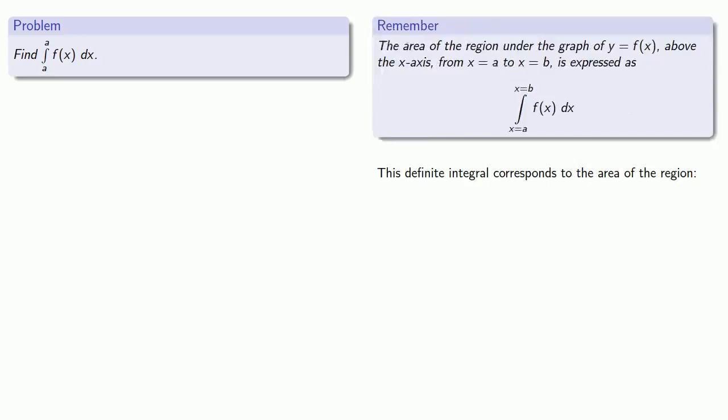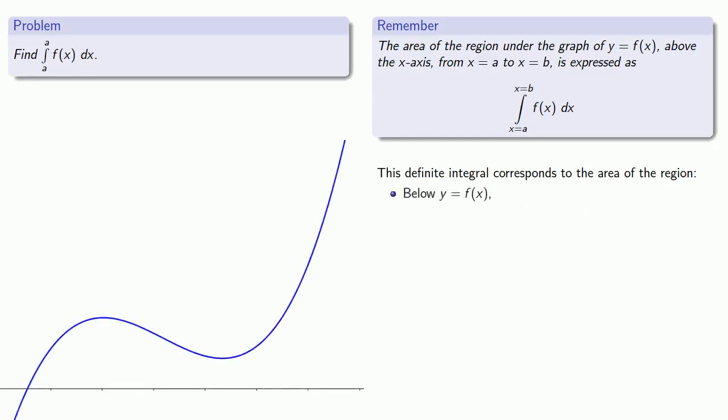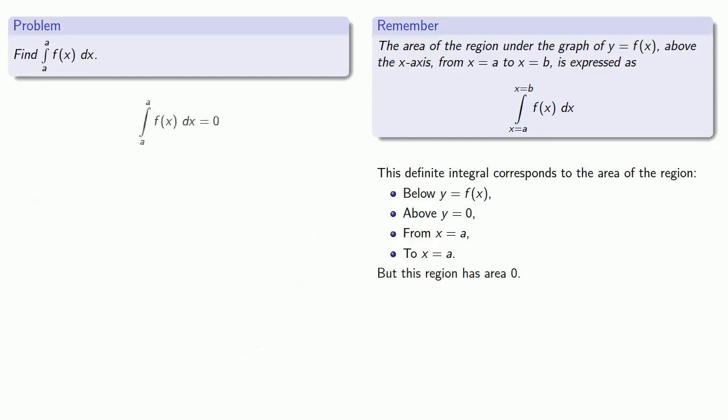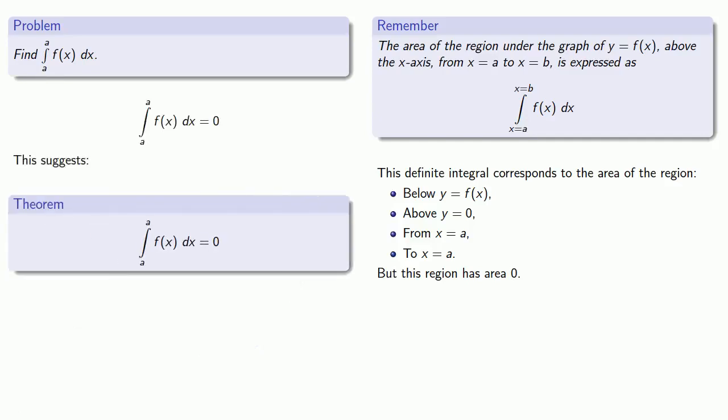So this definite integral corresponds to the area of the region below the graph of y equals f of x, above y equals 0, from x equals a to x equals a. And that means the region is this line segment here. But this region has area 0. And so our definite integral also has value 0. And this suggests that the definite integral from a to a of anything is equal to 0.